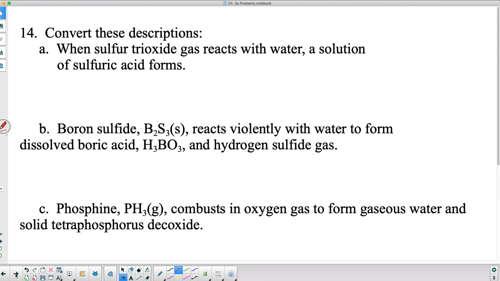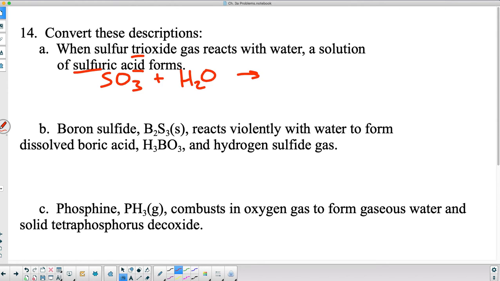So convert these descriptions. When sulfur trioxide gas reacts with water, there's everything. These are my reactants. Sulfur trioxide gas. Now this is a prefix. The tri tells me it's a prefix. Plus reacts with water, H2O. Okay. Over here on the other side it says sulfuric acid.